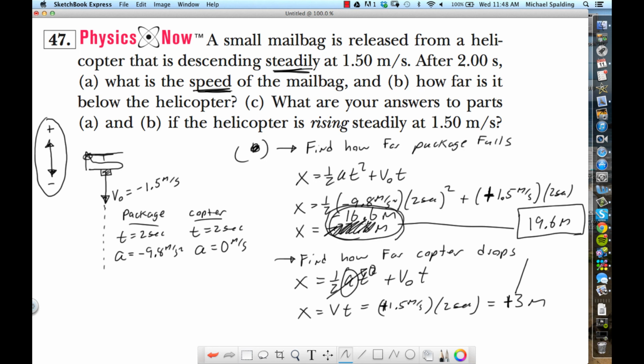The package goes down 16.6. So let's say that this x represents the start point. The package goes down 16.6. What did the helicopter do? It went up 3. So how far apart will the package and the helicopter be? Still 19.6. They're still going to be 19.6 meters apart. Okay?